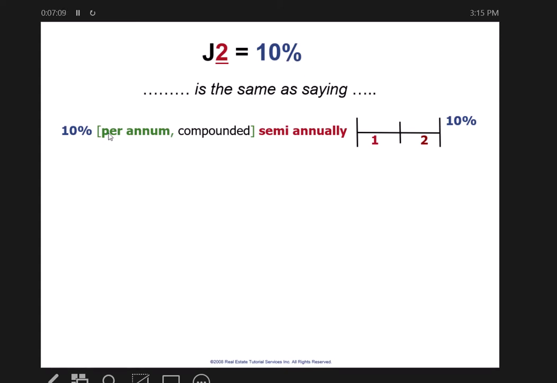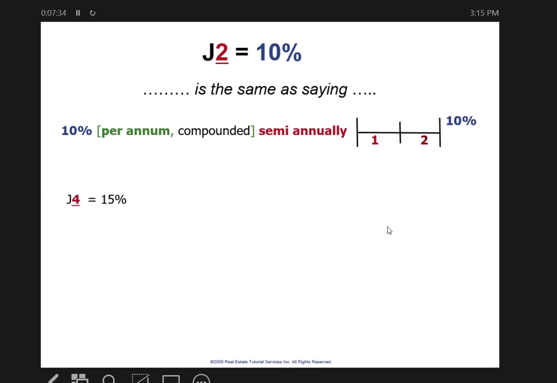What you're looking for is the interest rate, and then these words: per annum, compounded. If you see 1.5% per month, per day, per quarter, interest monthly, interest quarterly, interest daily, that's not the nominal state. That's the periodic, which we're going to look at. So we want to see per annum, compounded, semi-annually, right?